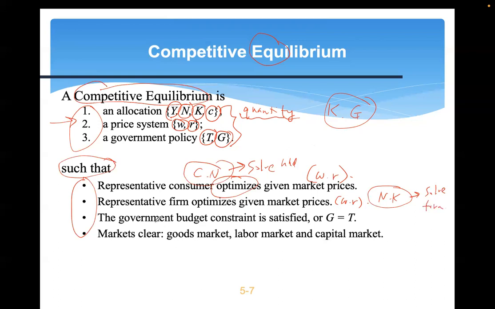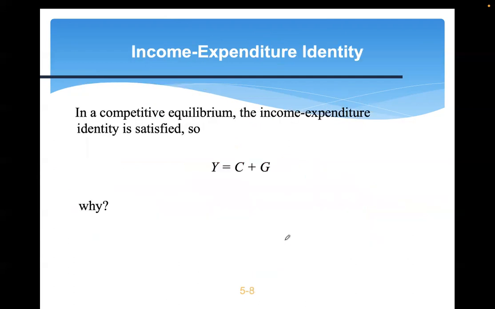And the next, so the government budget constraint is satisfied. How much the government is going to spend depends on how much tax they collect. And finally, markets clear. This includes the goods market, labor market and the capital market. In particular, I want to focus on the labor market, so NS equals ND, right? So this is a competitive equilibrium.